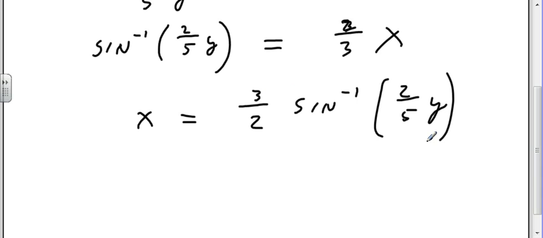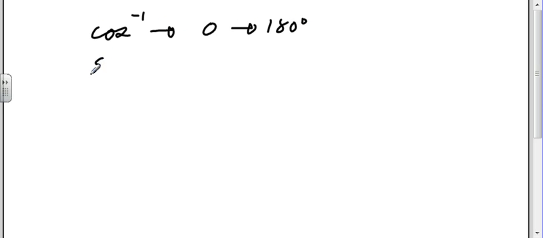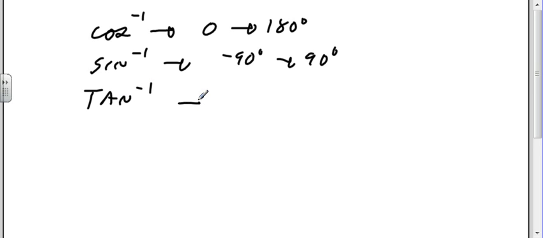Find each of these values expressed in radians. Now, remember that we said the arc cosine function is only going to give us an answer between 0 and 180 degrees. So that's all we're looking for. And the arc sine function goes from -90 to +90. And the arc tangent function also goes from -90 to +90. So those are the intervals that we're looking for our answers in. We can't have an answer someplace else other than those places.